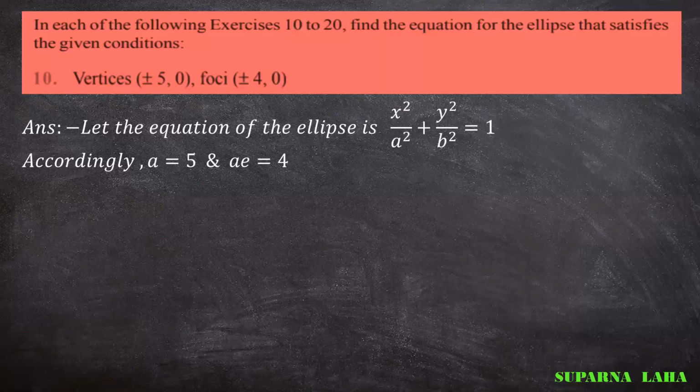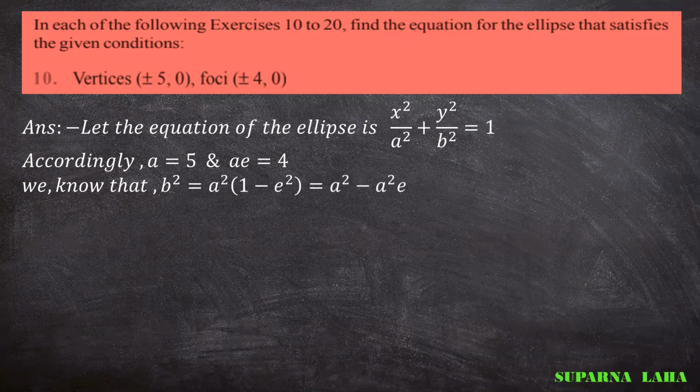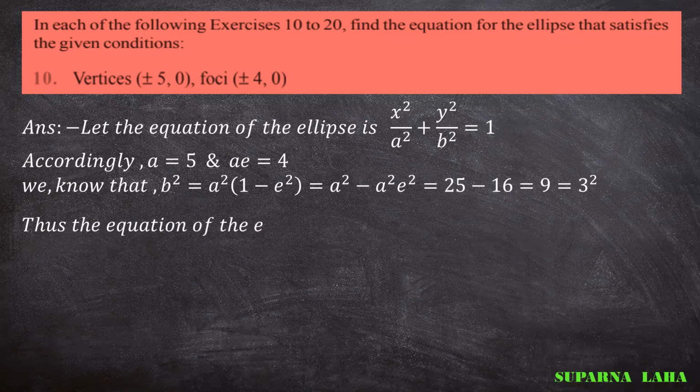Now let us find the value of b. We know that b square is equal to a square into 1 minus e square, that is a square minus a square e square. a square is 25 and ae squared is 16, so 25 minus 16 is 9. Then b square is 9. So put the values of a and b into the general equation of the ellipse. The required equation of the ellipse is x square by 25 plus y square by 9 is equal to 1. Okay.